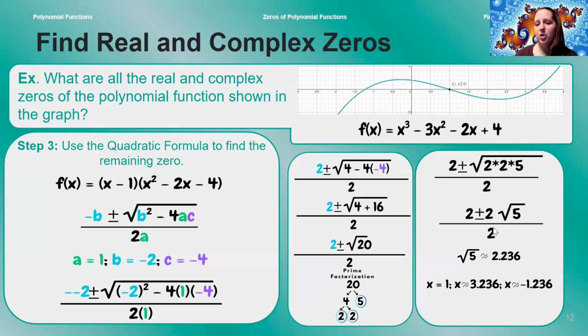You can use a calculator. If you do 2 plus 2 times 2.236 divided by 2, you'll get 3.236. And if you do 2 minus 2 times 2.236 divided by 2, you'll get negative 1.236. You can also simplify this a little bit further before you substitute the value of the square root of 5 in, by realizing that these 2's here will cancel out, and I'll just be left with 1. So I'll have 1 plus the square root of 5 and 1 minus the square root of 5, and I'll get the same answer.